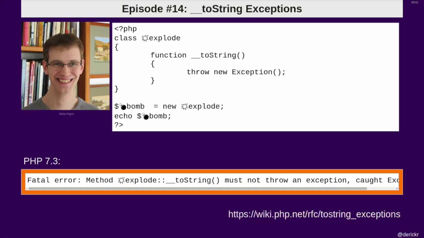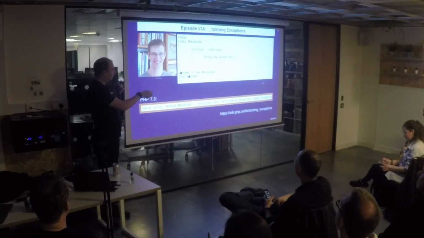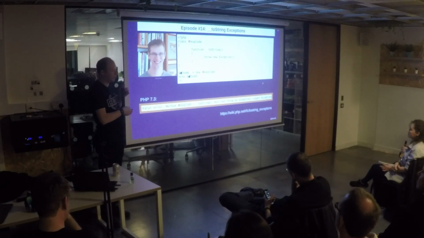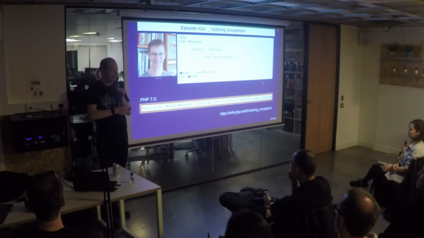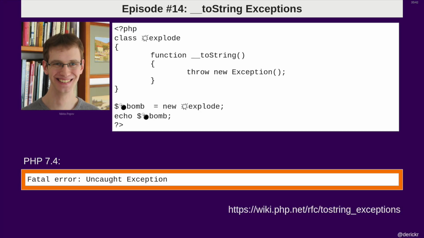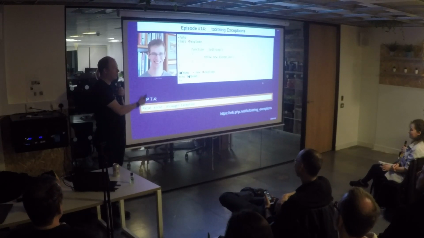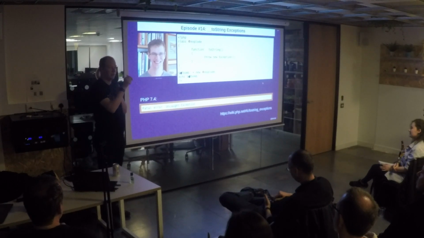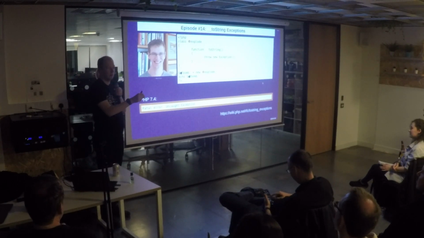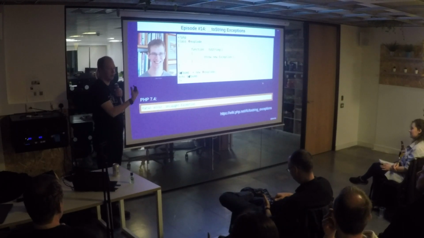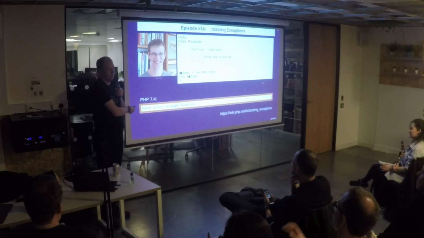We now have the possibility of being able to throw exceptions from toString. You couldn't do that in PHP 7.3 and earlier; you get a fatal error: __toString must not throw an exception. The result in PHP 7.4 is you still get a fatal error because we didn't catch the exception. So code in PHP 7.3 and earlier would not suddenly start failing, right? You only have the extra possibility now of throwing an exception from toString.